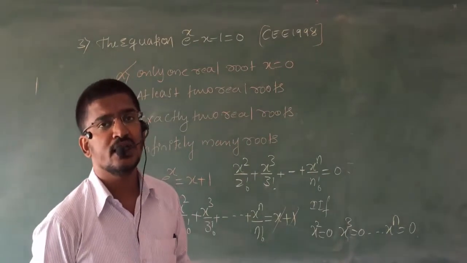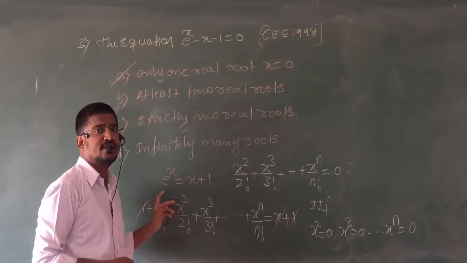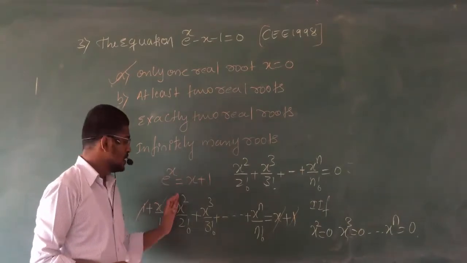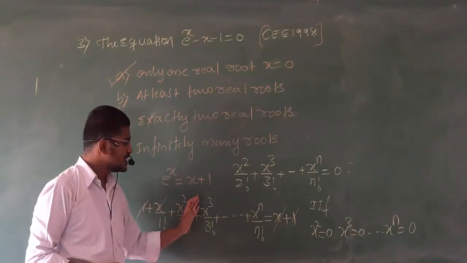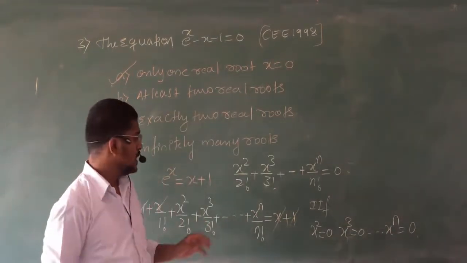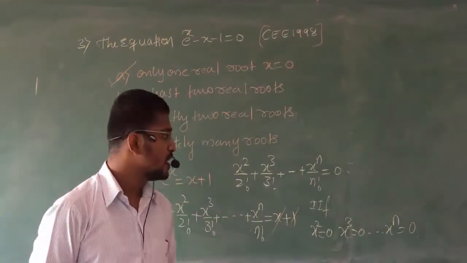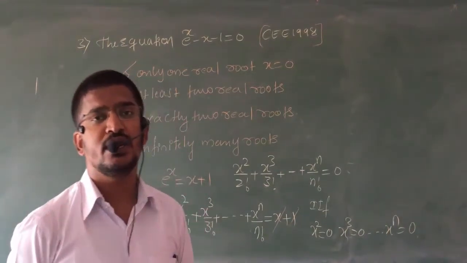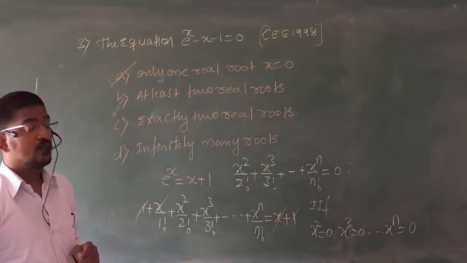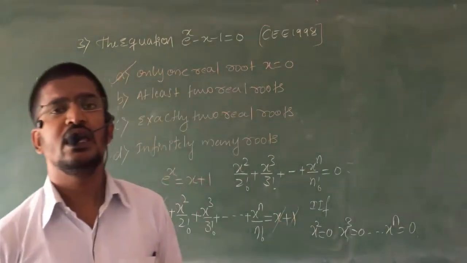I think you got my answer. But here, please remember the expansion of e raised to x. The expansion of e raised to x is what? 1 plus x by 1 factorial plus x square by 2 factorial plus x cube by 3 factorial plus so on to plus x to the power of n by n factorial, and this x plus 1 is as it is. Cancel the x terms and cancel the 1 term, so therefore x square will be 0, x cube will be 0, so on to x to the power of n will also be 0. So therefore x equal to 0 is the only solution for the given equation.